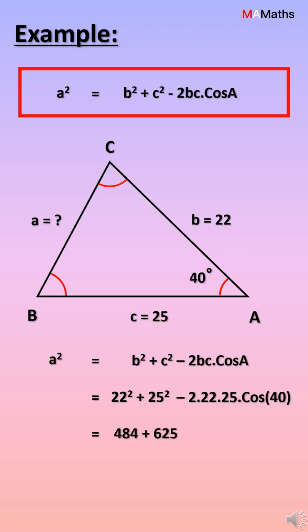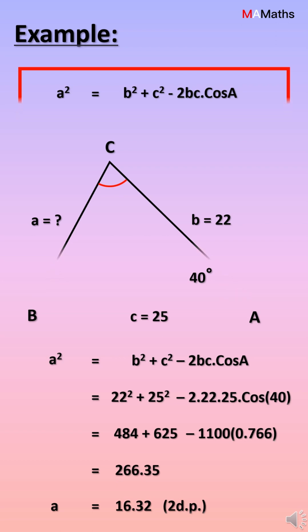22 squared is 484, 25 squared is 625. 2 times 25 times 22 is 1100, and cosine of 40 is 0.766, which gives us 266.35, which is a squared. So a is the square root of that, 16.32, to 2 decimal places.